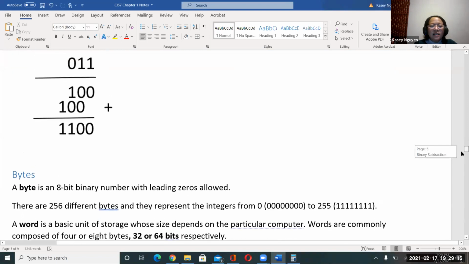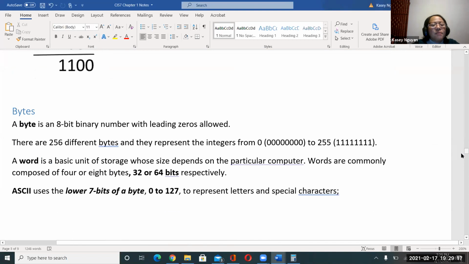Now the last part talks about a byte. A byte is 8 bits, with leading zeros allowed. So there are 256 different bytes that represent the integers from 0 to 255. 0 means all the bits are off, and 255 means all the bits are on.